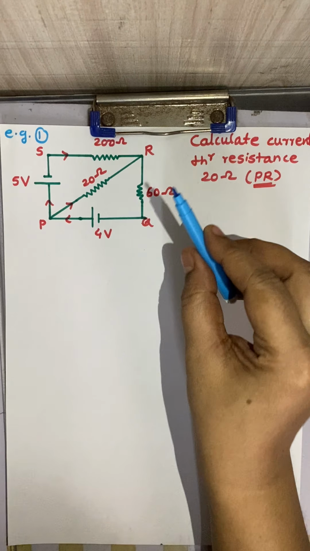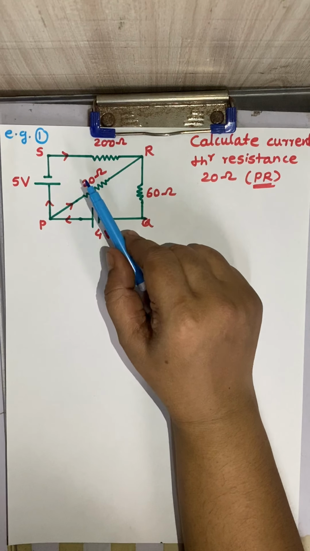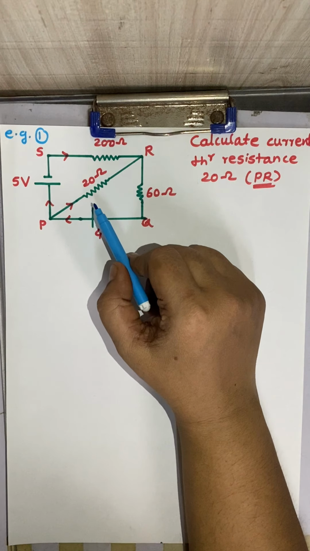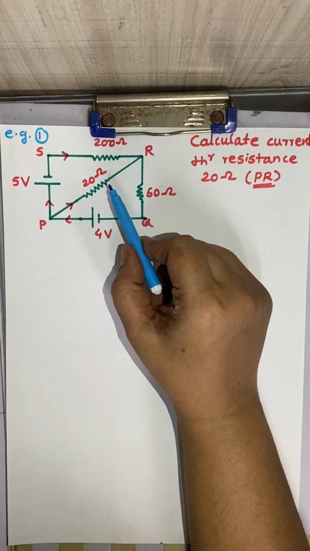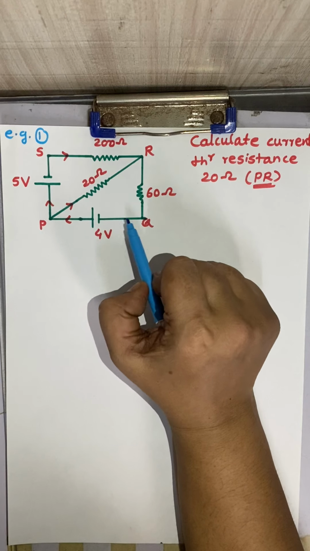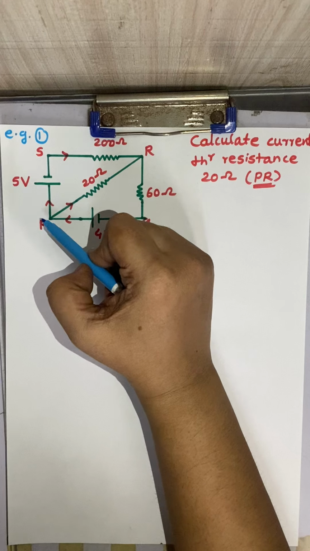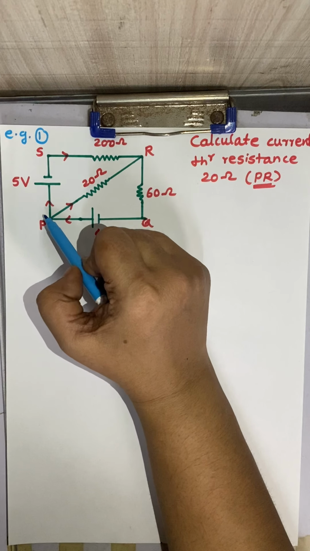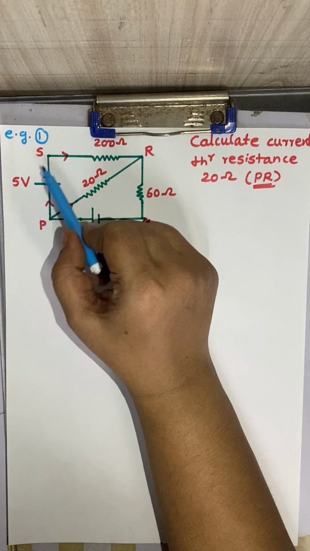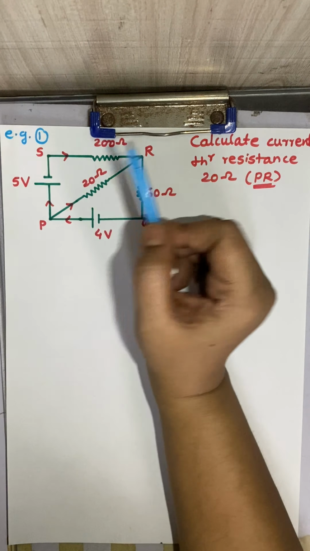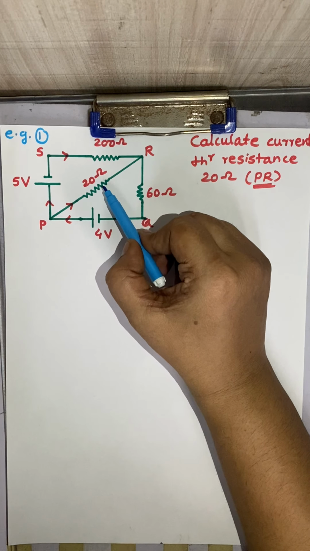Children, now we will apply both Kirchhoff's laws, current law as well as voltage law, and we are going to solve this particular circuit. In this network, the PQ branch has the 4-volt battery. The PS branch has the 5-volt battery, so the complete PSR branch has a 5-volt battery. And PR is another branch in which a 20 ohm resistor is connected.